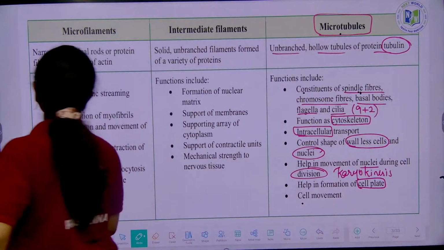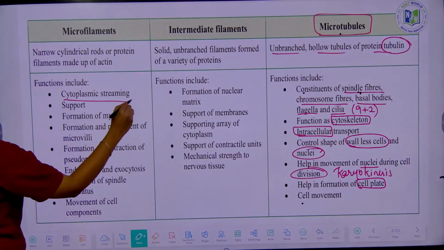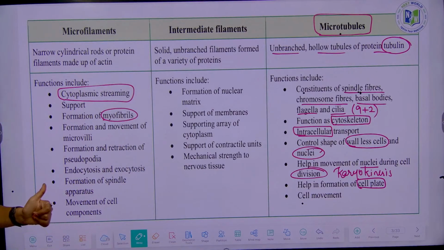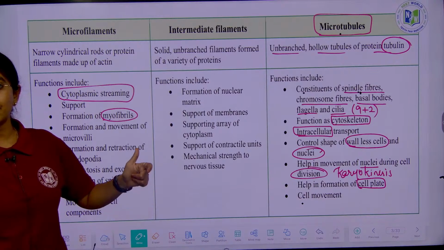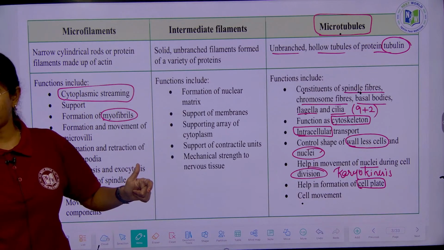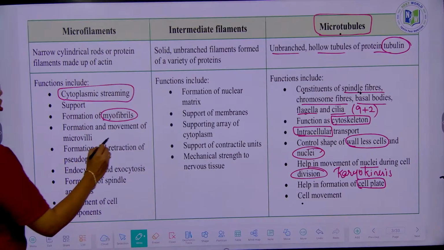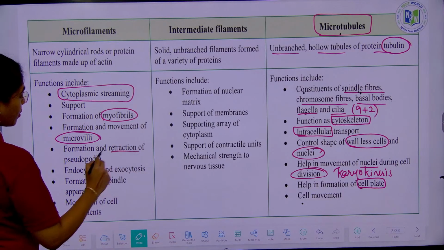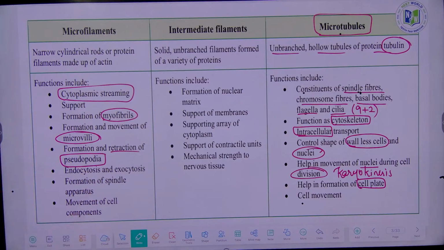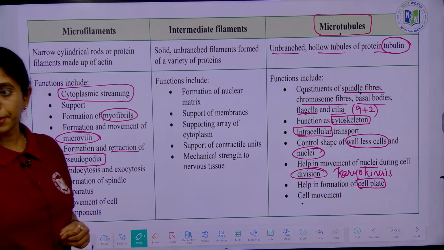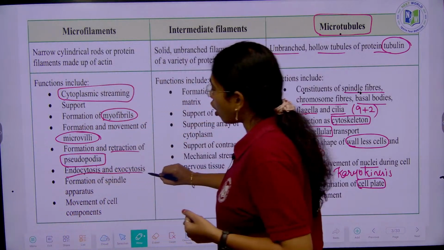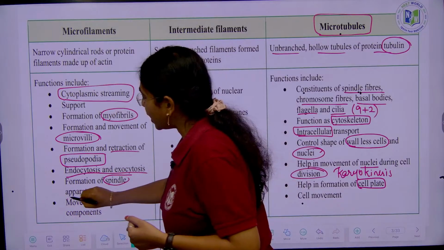Now, microfilaments, if we observe, functions include first cytoplasmic streaming, formation of myofibrils, that is muscle fibrils. We know actin and myosin play a crucial role, which we learn in the muscle contraction and relaxation mechanism. Next, movement of microvilli in the small intestine, and formation and retraction of pseudopodia, especially in amoeboid protozoans like amoeba and Entamoeba, endocytosis and exocytosis, and this also helps in formation of the spindle apparatus.